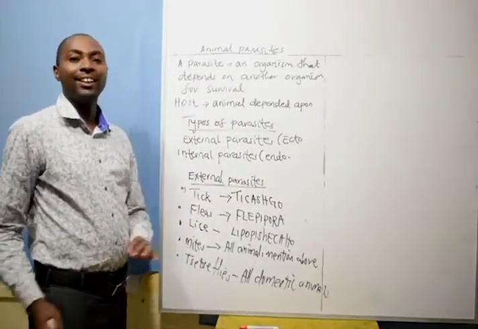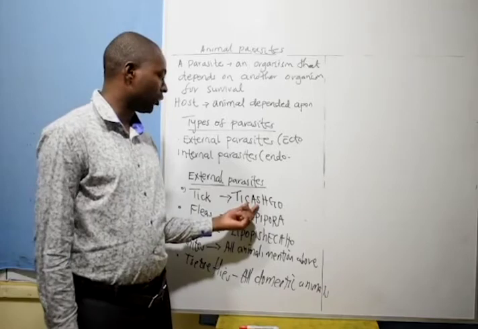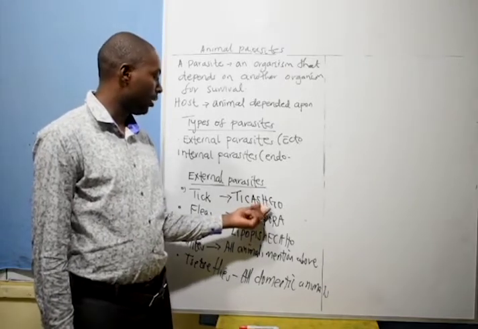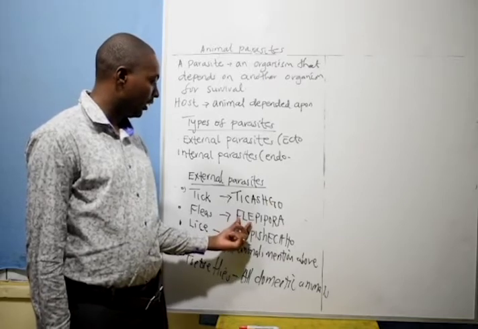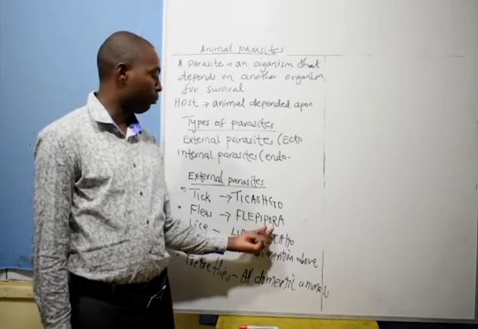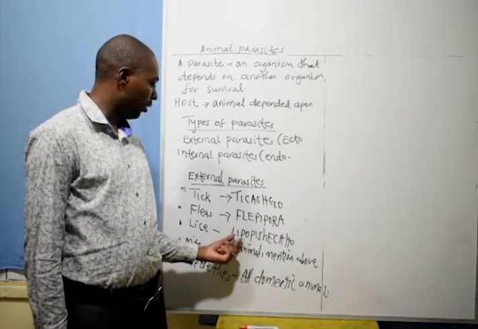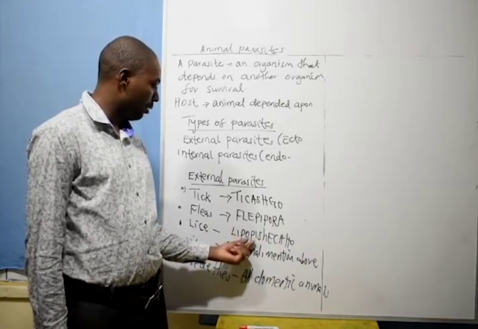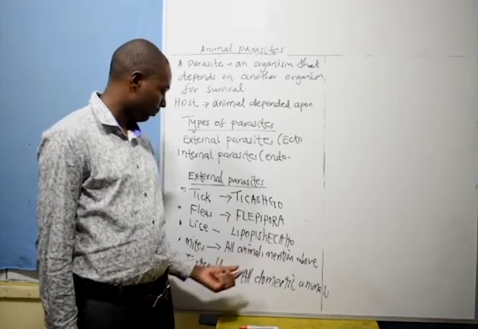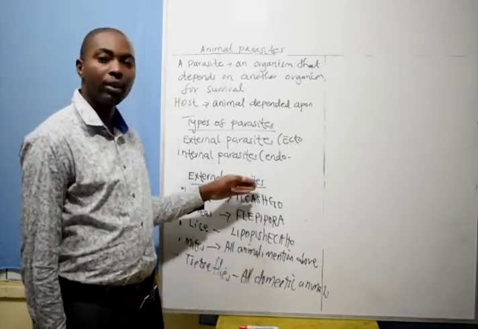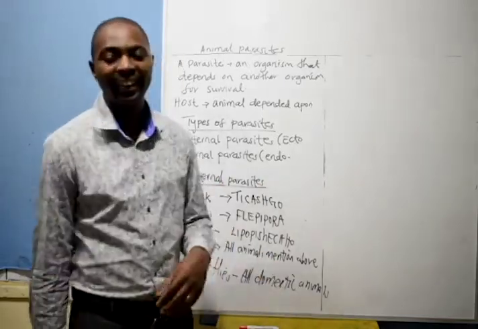What I mean by this is that the ticks attack the cattle, the sheep, and the goats. The fleas attack the pigs, the poultry, and the rabbits. Lice attack poultry, pigs, sheep, cattle, and horses. Mites attack all the animals we have mentioned above, and then the sesefly attacks all domestic animals.